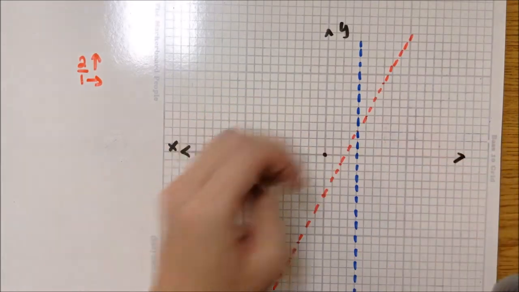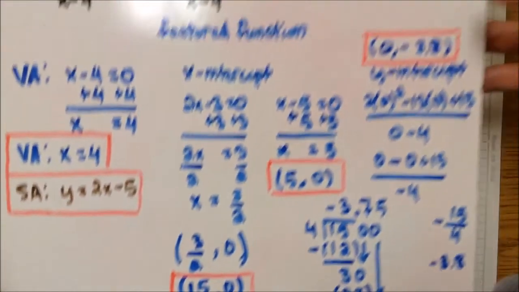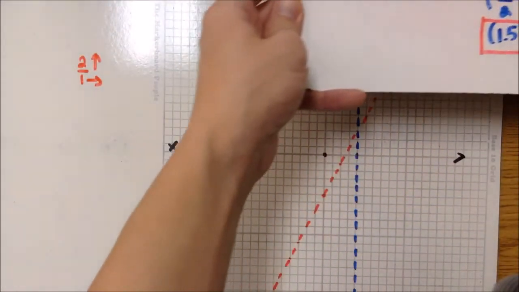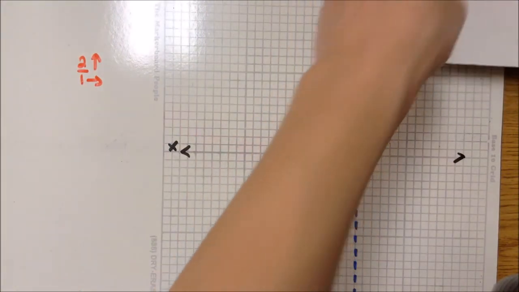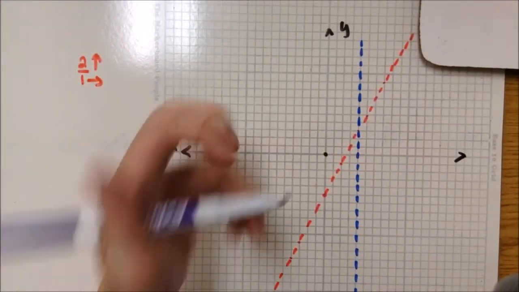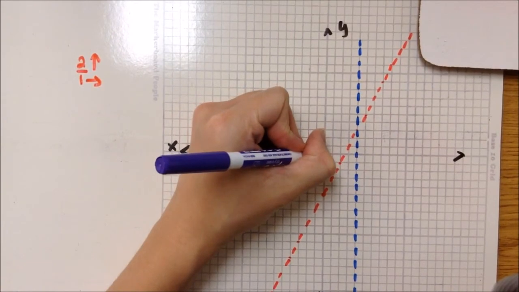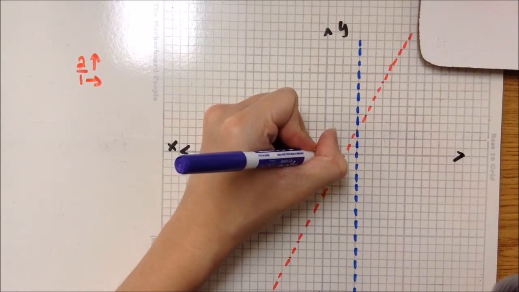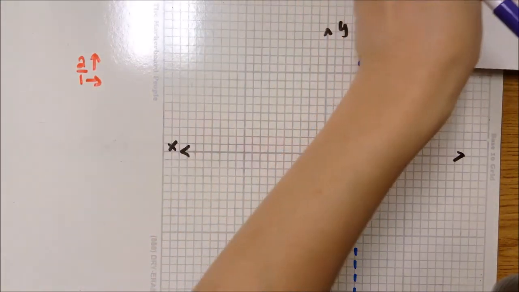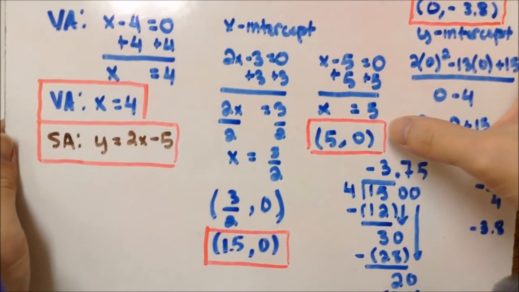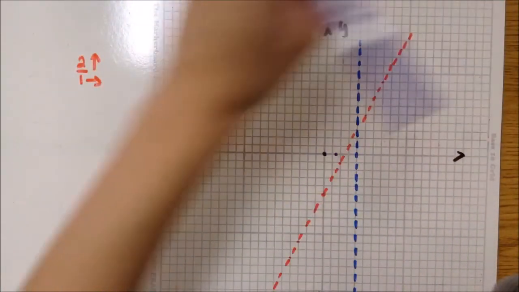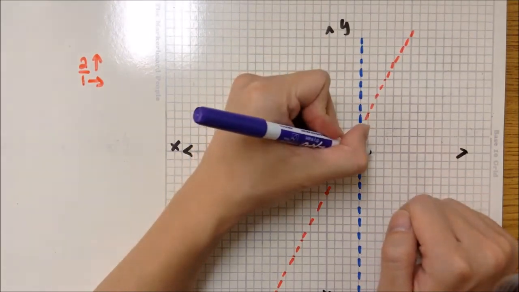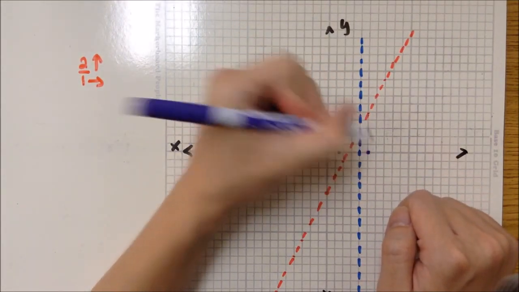Now, if we take a look at our intercepts, 1.5, 0, so let's take a look at that one. So 1.5, 0, let's see, 1.5 is more than 1, so it's between 1 and 2. So here's our first intercept, and then our second one is 5, 0. So we're going to look at 1, 2, 3, 4, 5. So here's our second x-intercept.